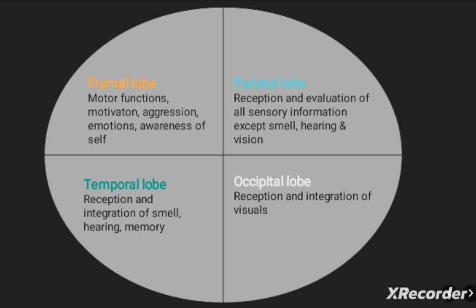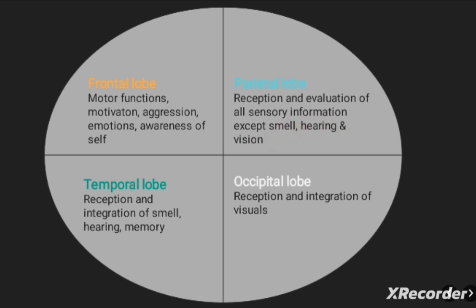Then for the parietal, temporal and occipital lobes, all three of them are for the reception and evaluation of information. The parietal lobe evaluates all sensory information except smell, hearing and vision. Because those are far away, you can remember it like that.